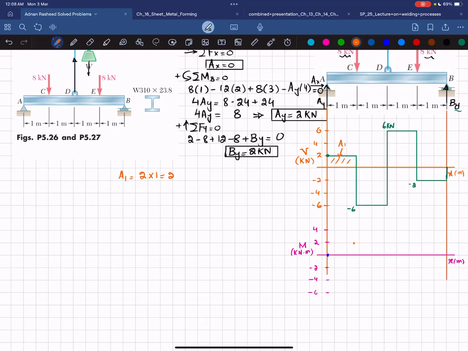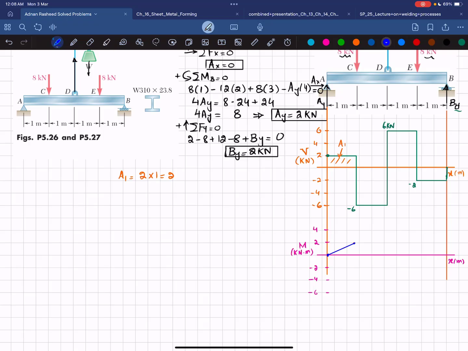I will choose blue color. This is your first point. Now you can see that shear force is a horizontal line with 0 degree, and the bending moment will be 1 degree higher. So it will be a straight line and the slope will be increasing because this area is positive. I will draw this straight line.